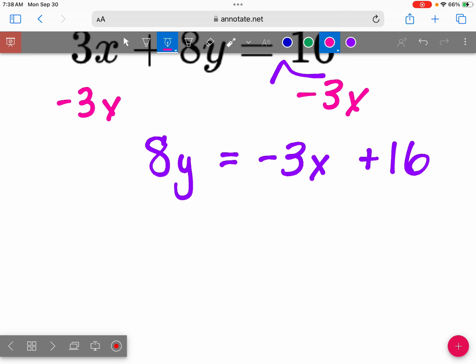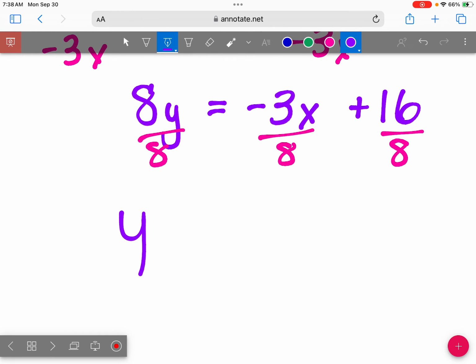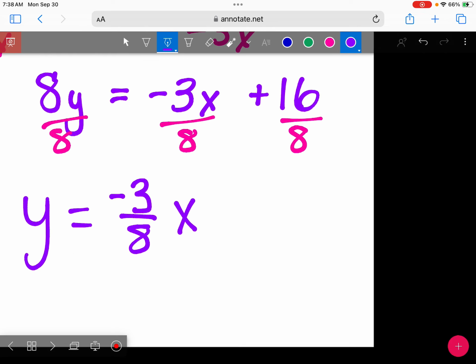What do we do next? Divide by 8. I want to get that y by itself, so that's why we picked the 8. So we're going to have our y equals, does negative 3x over 8 simplify? Nope. So it just stays what it is. You could also put it as negative 3/8 x. You can push the x off to the side.